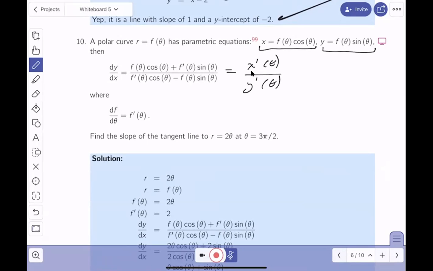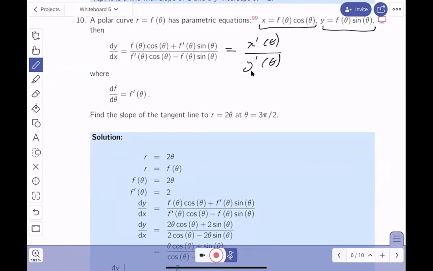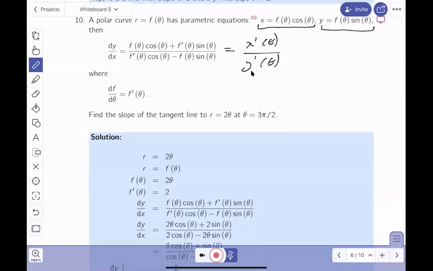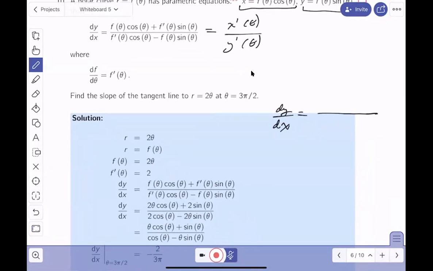And what do they want? They said, find the slope of the tangent line. Oh boy, I got to do this over here. So what do I got to do? You could graph it. I'm not saying otherwise, but I really need to find out what dy/dx is. All right, and put this over here. So what do I have to do? And I have to write this down for you.